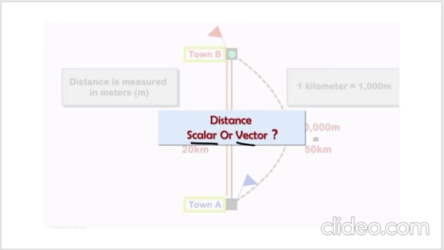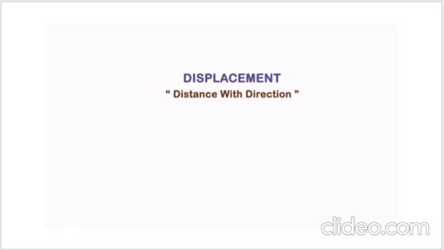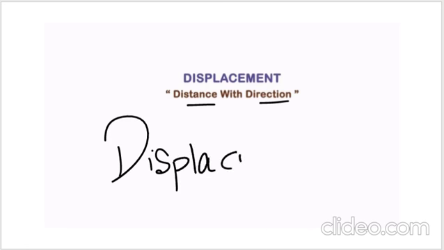Right? Now, what about this question? Is it scalar? Is it vector? Let's understand that later, but let's understand displacement first. When I say displacement, it is a simple, clear word: distance with direction. I want the distance, but in which direction is that distance going? If I combine them, I get another term, which is displacement. I get displacement when I have the distance and the direction.